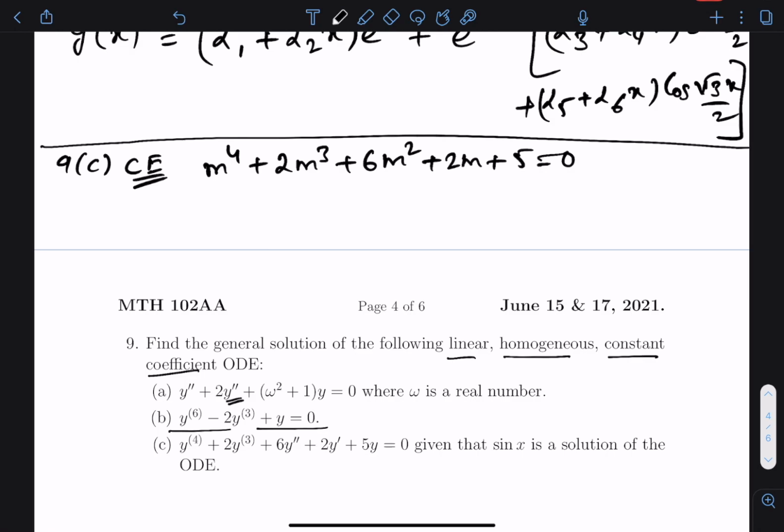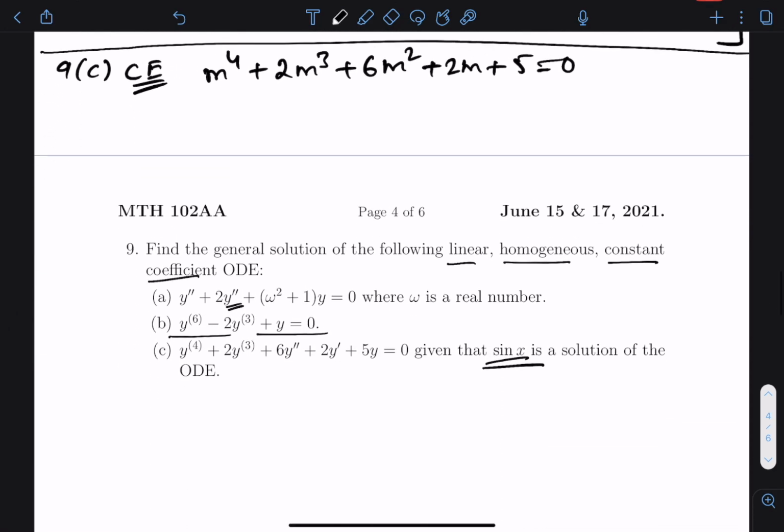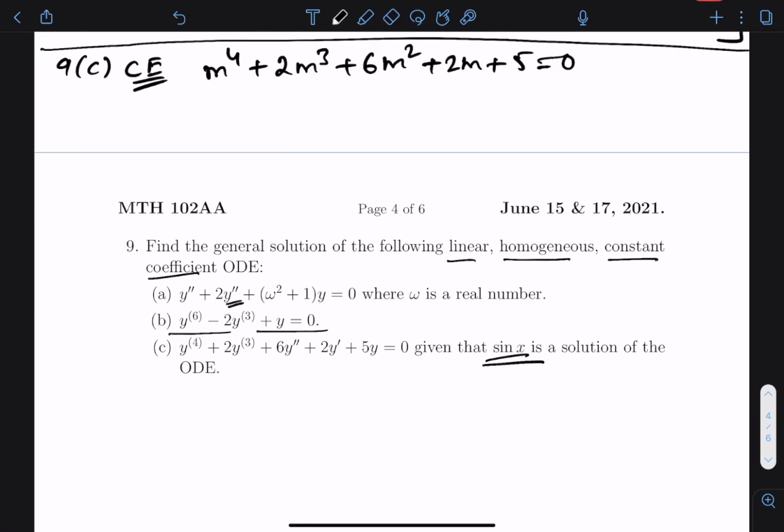Okay, now this is a fourth degree polynomial, right? Now what is given is that sine is a solution to this problem. If sine is a solution to this problem, that means the corresponding root that gives you sine as a solution should factor this polynomial, right? So what is the root that gives you sine x? Because it's only complex roots that give you sine and cosine, right? And since there is no exponential here, the power should be 0, so the real part is 0.